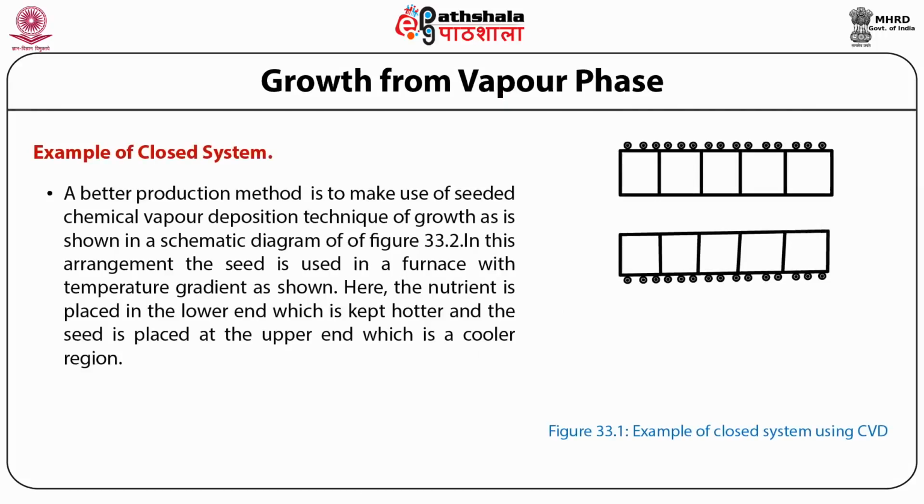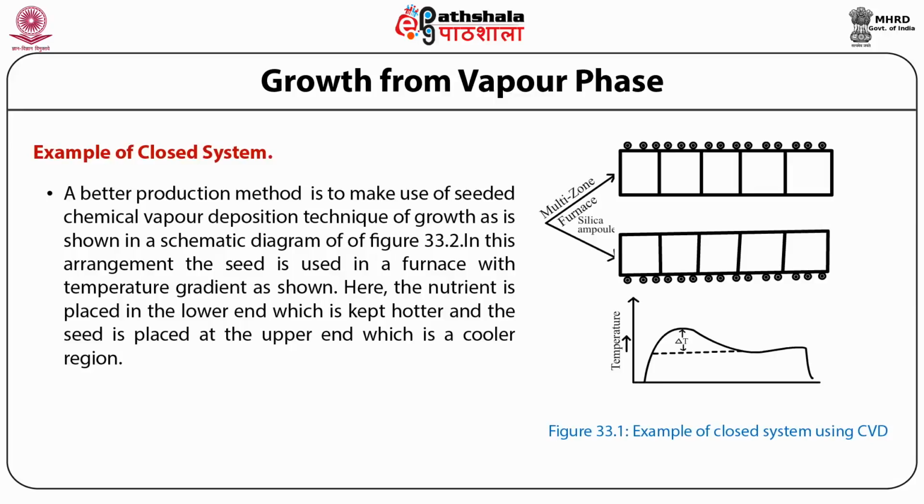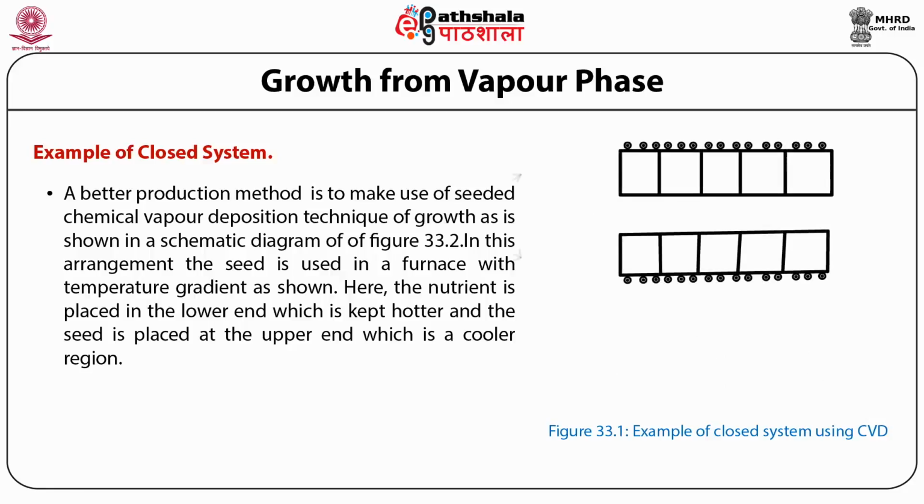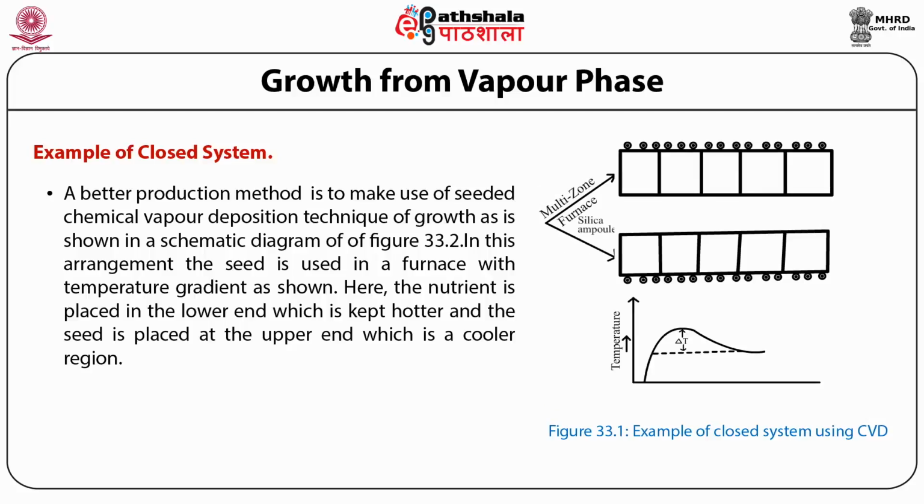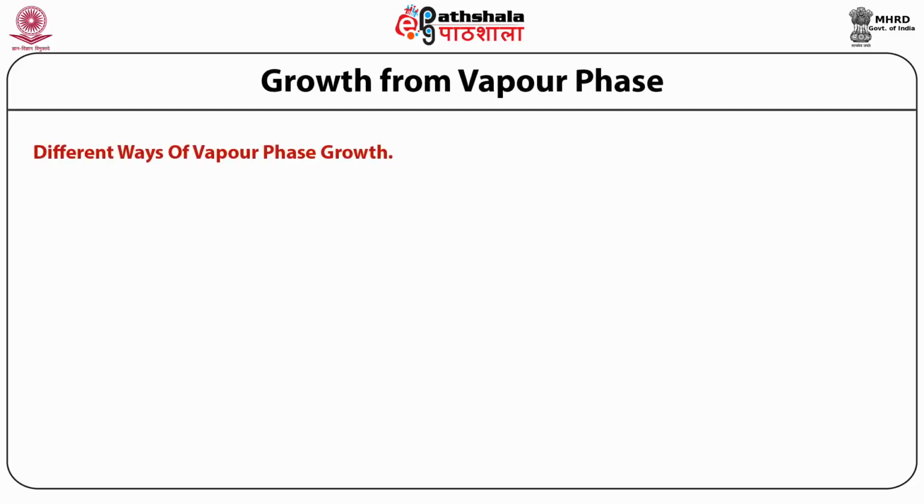A better production method is to make use of seeded chemical vapor deposition technique of growth as is shown in a schematic diagram of figure 33.2. In this arrangement, the seed is used in a furnace with temperature gradient as shown. Here the nutrient is placed in the lower end, which is kept hotter, and the seed is placed at the upper end, which is a cooler region. There are different ways of vapor phase growth.